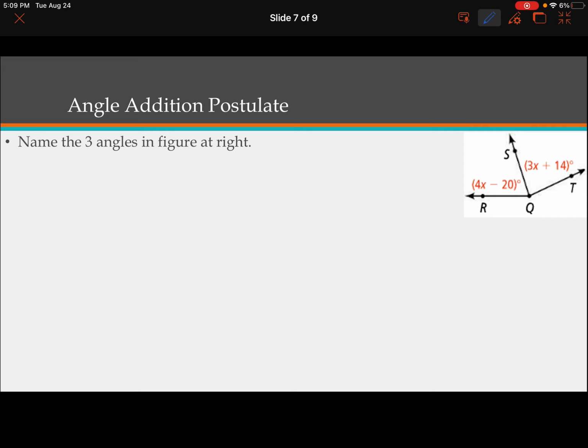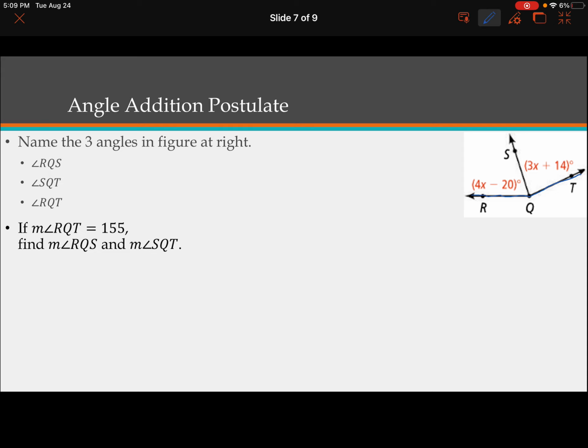Okay, we start off just like we did before, naming the three angles in that figure. We've got RQS, we've got SQT, and we've got RQT. And we have a little bit more information that's also given to us. It tells us that RQT, the largest angle that goes across right there, has a measure of 155. Okay, and then it asks us to find the two smaller angles. So if we're going to do that, we have to use angle addition.